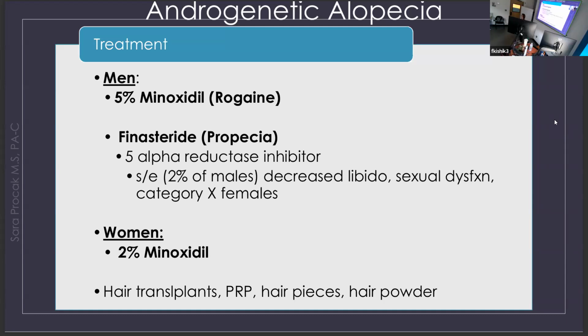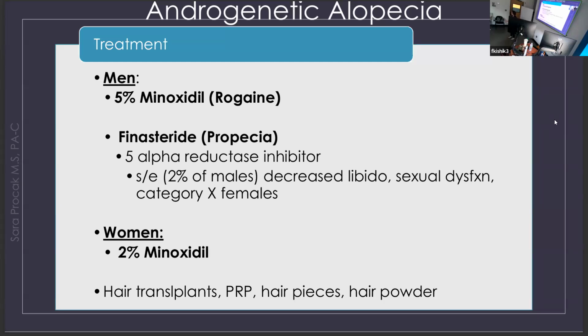PRP. Do you guys know what PRP is? Yes, no? Okay. PRP is platelet-rich plasma. Basically, the procedure is that you draw your patient's blood into a little tube. You put it into a centrifuge and spin it down, and it's going to separate out the platelet-rich plasma, which has growth factors in it. You're going to put that into a syringe and inject it back into your patient's scalp in the areas of hair loss. The idea is those growth factors will stimulate the hair follicles to start producing hairs again.